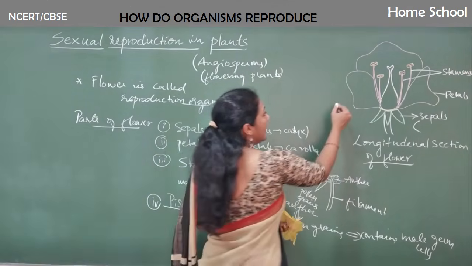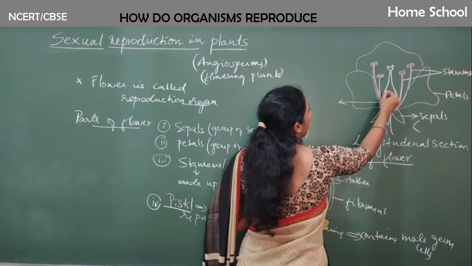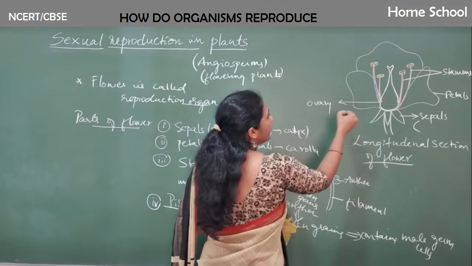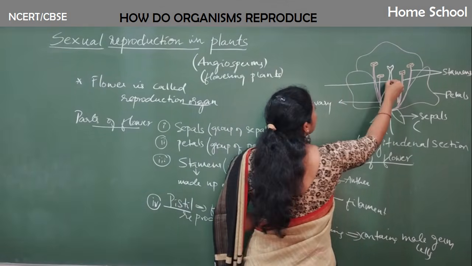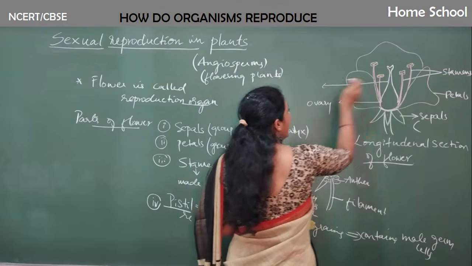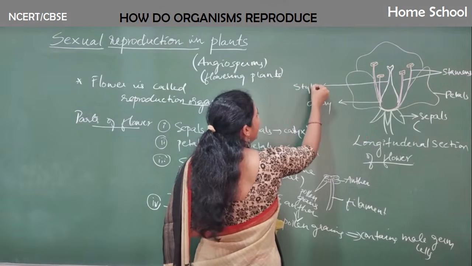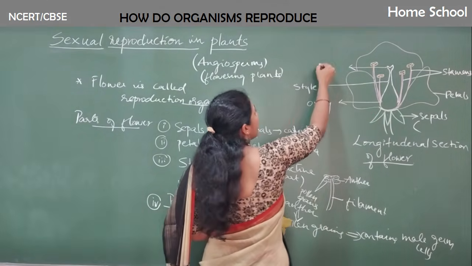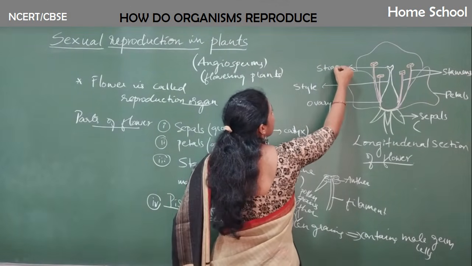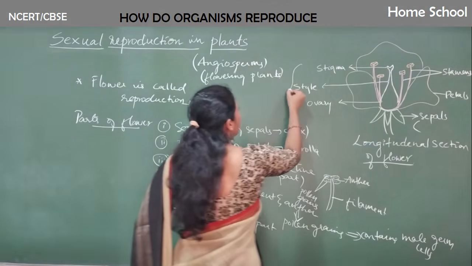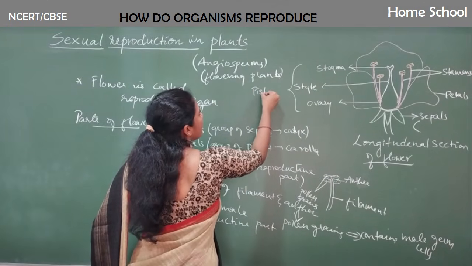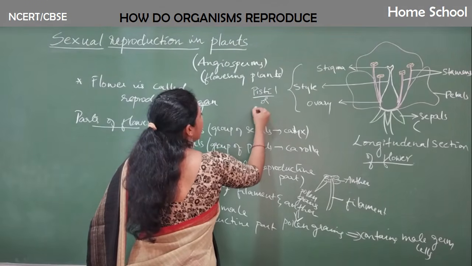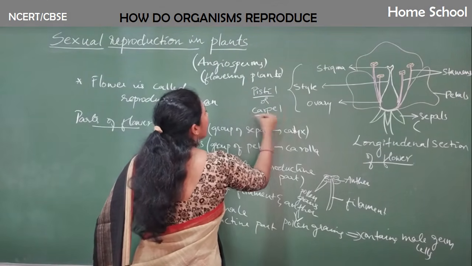Pistil has a knob-like structure at the bottom. This is what we call ovary. There is a tube-like structure in the middle. This is called style. And at the top, you have one more bulged structure that is called stigma. All together we call it pistil, or it can also be called carpel.